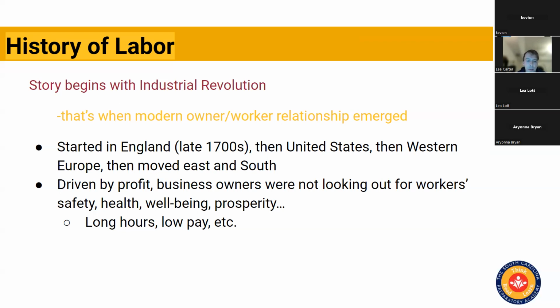Again, we're talking about a system driven by profit, with business owners who weren't looking out for their workers' best interests, right? Their safety, their health, their well-being, and prosperity. It benefited the business owners to get people to work for as little money as possible for as long as possible. If there's nothing restraining them, unless they're just good people, they're going to take advantage of that for their own benefit. And I think you would see a lot of that.